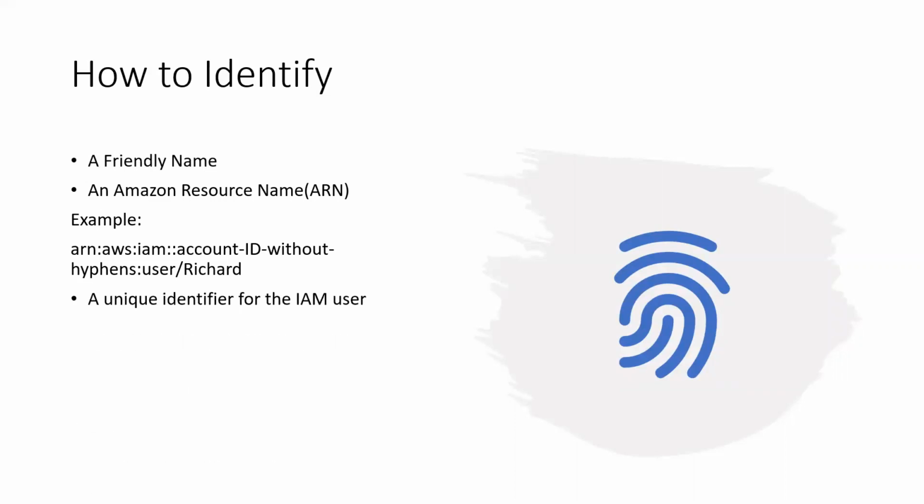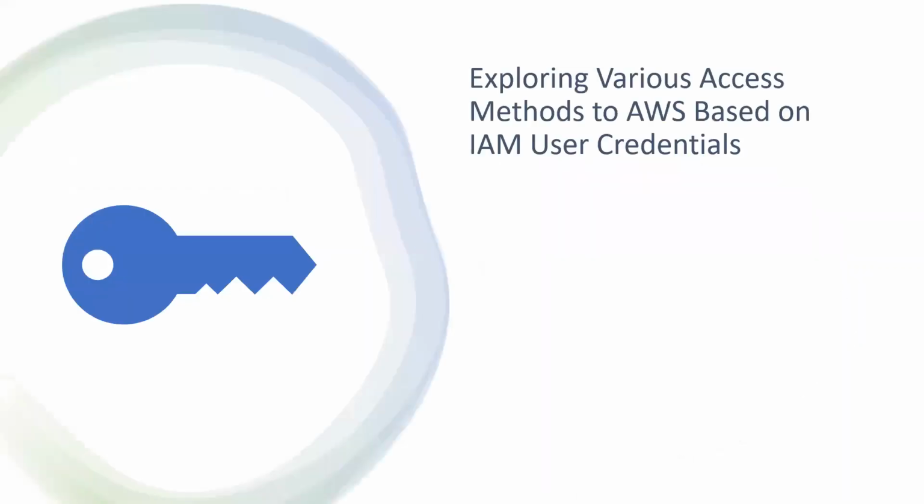Coming to the third one, a unique identifier for the IAM user can be used. This ID is returned only when you use the API tools, Windows PowerShell, or the AWS CLI to create these IAM users. So that is how we can identify these IAM users.